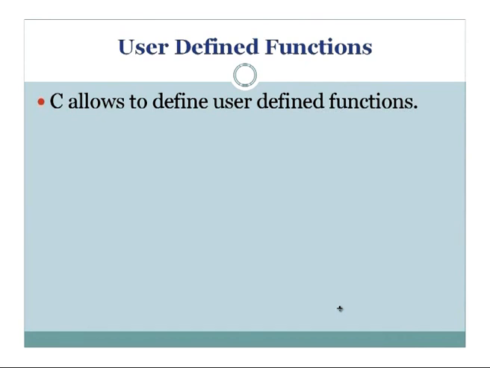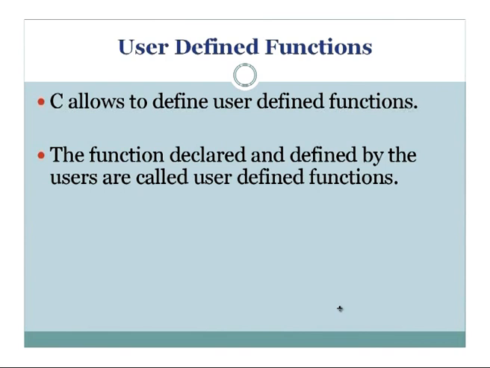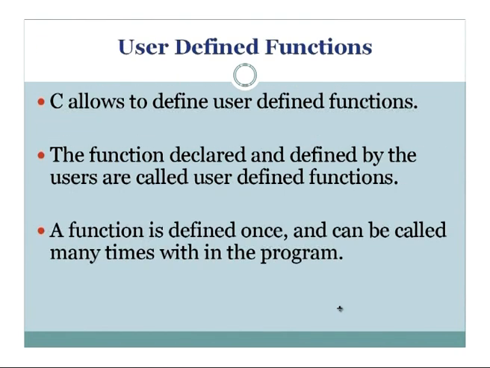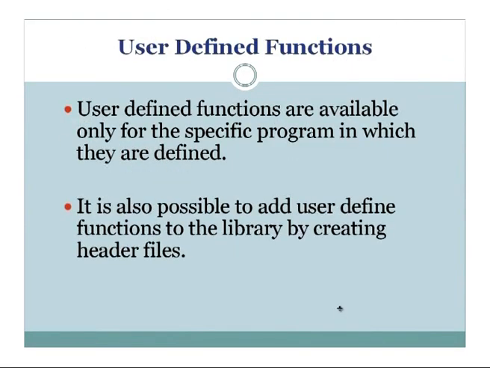User-defined functions. The C language allows users to define their own functions. The functions declared and defined by the users are called user-defined functions. A function is defined once and can be called many times within the program. User-defined functions are available only for the specific program in which they are defined. It is also possible to add user-defined functions to the library by creating header files.